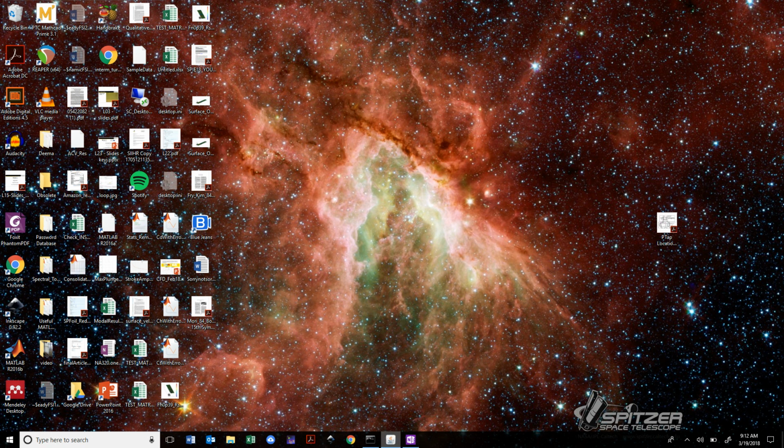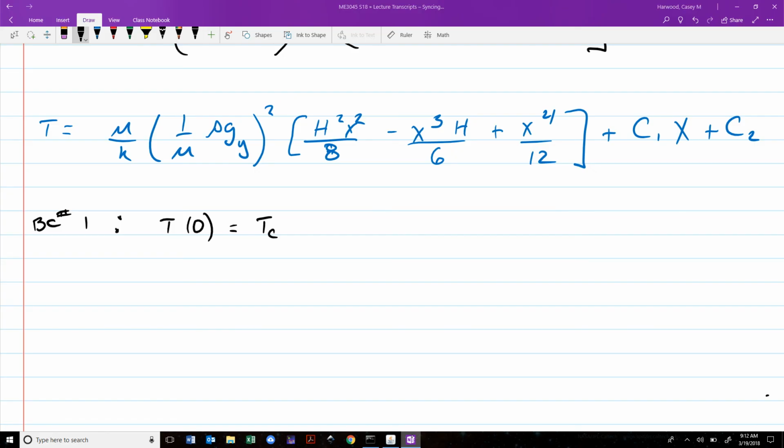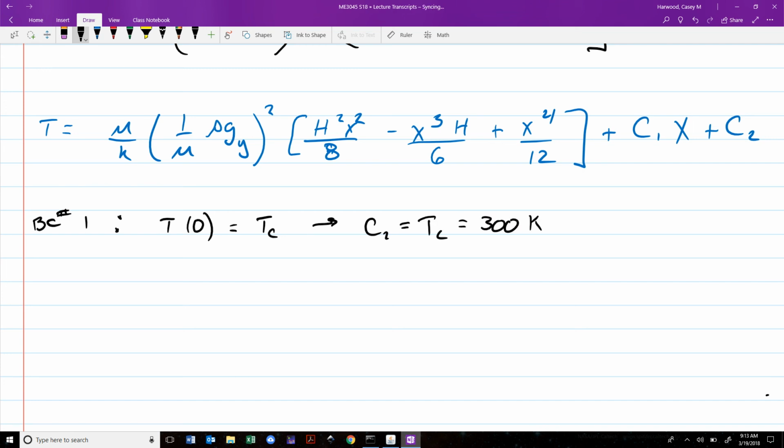Fantastic. Just a second. There we go. The only thing we'd end up retaining is that C2 constant of integration. So this would tell us then that C2 is equal to T_C, or 300 Kelvin. Right, that's the easier of the two.